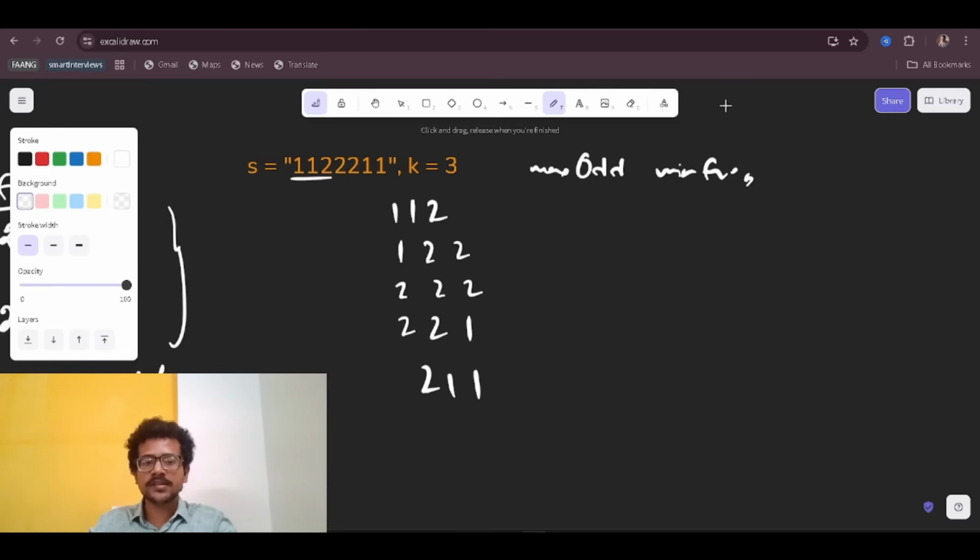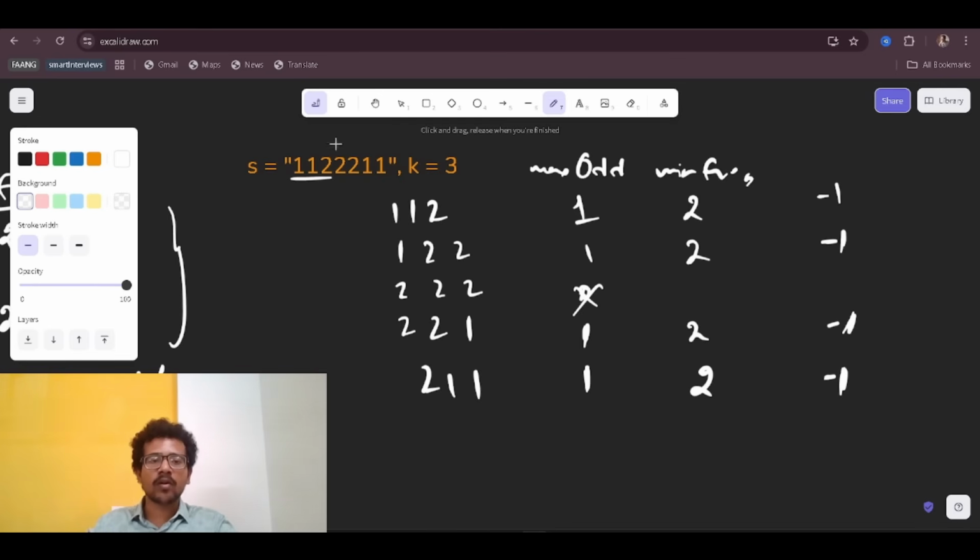Now let us see another example, where I have double 1 2. So max odd is 1 and minimum even is 2, giving minus 1. 1 and 2 again, so minus 1. Triple 2. So max odd is 0, so we don't consider it. 2 is for 1 time. So max odd is 1, and 1 is for 2 times. Minimum even is 2. 1 minus 2 is minus 1.